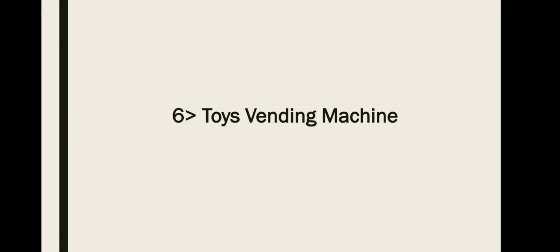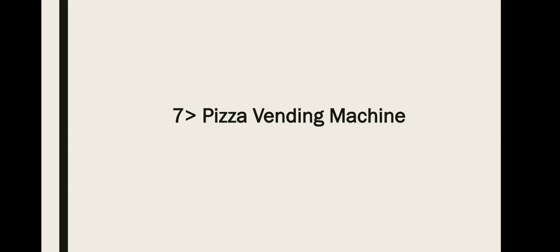Next is toys vending machine. Again, it is best if you install it in a mall where people come, like children come most of the time, and they buy the toys using a vending machine. The next is pizza vending machine. This is a very unique one. It can be seen in Japan. So you can just analyze the business plan and install it. It will definitely sell the pizzas.